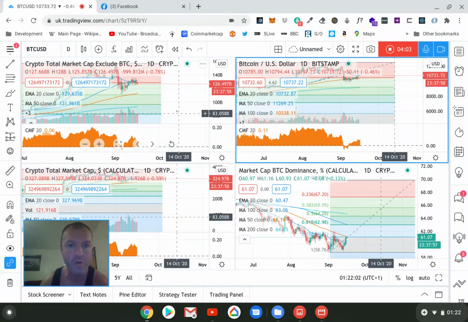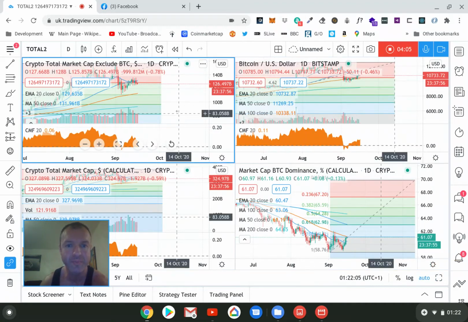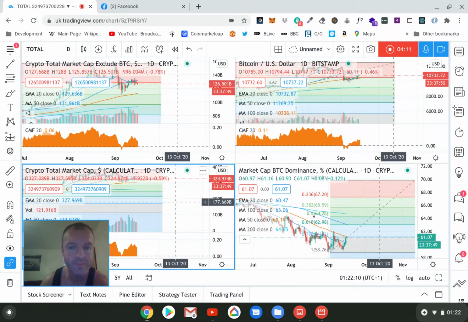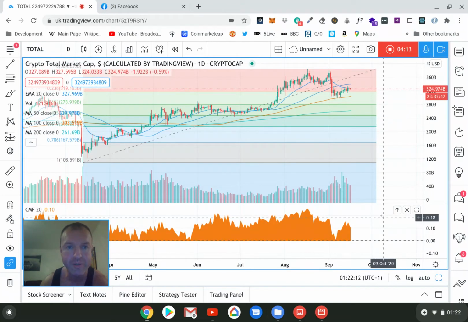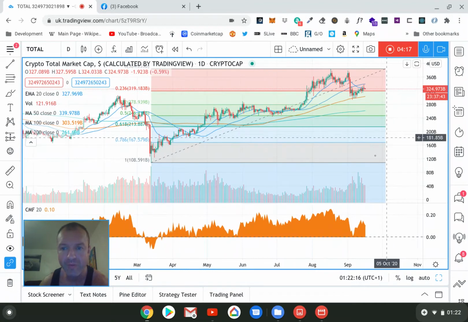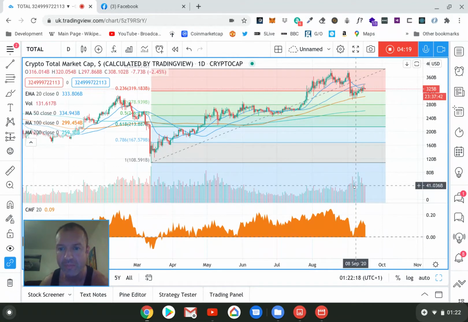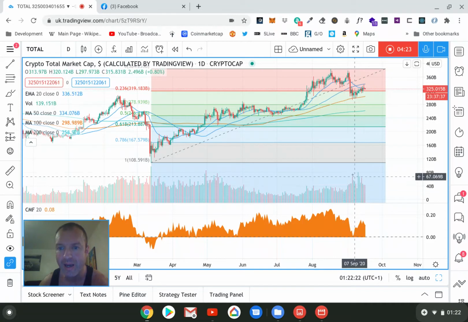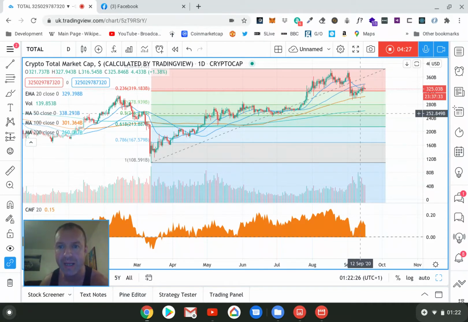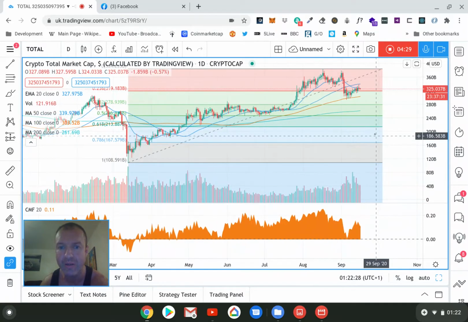We look at the total market cap next. That's everything, all the altcoins and all of Bitcoin. And we've got the volume. Interesting that the volume is in an uptrend here. So when we dipped down, interest remained high across the board in crypto.